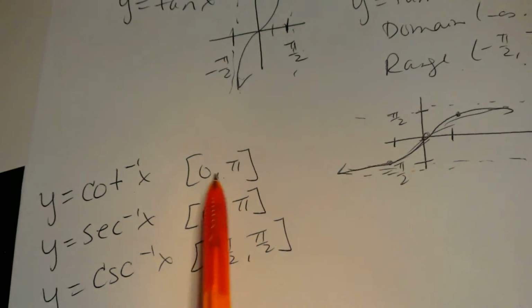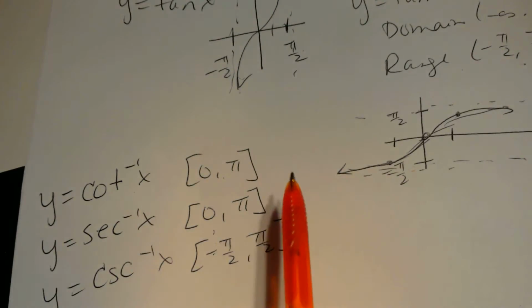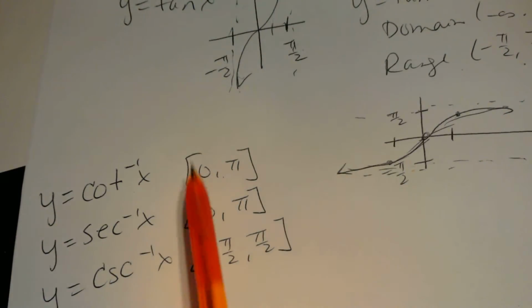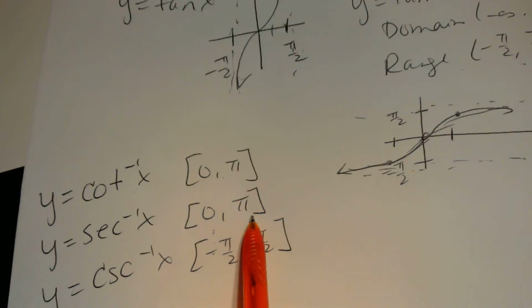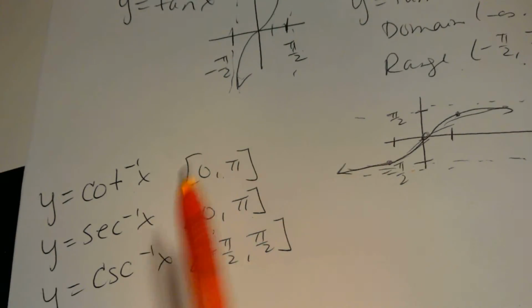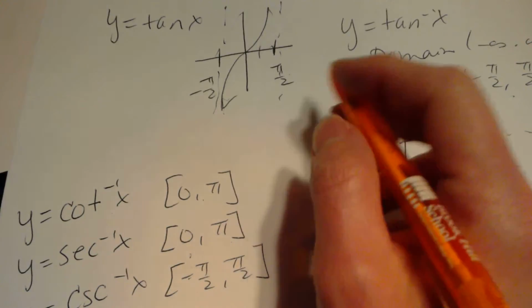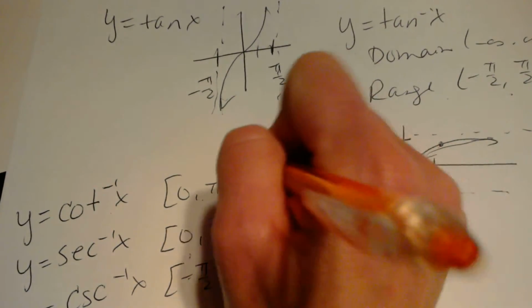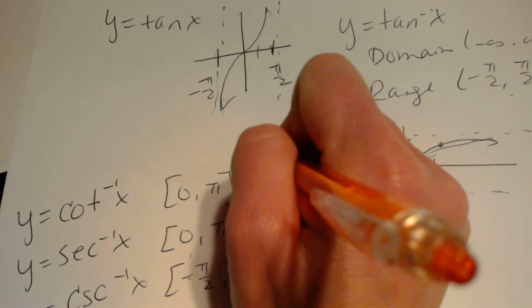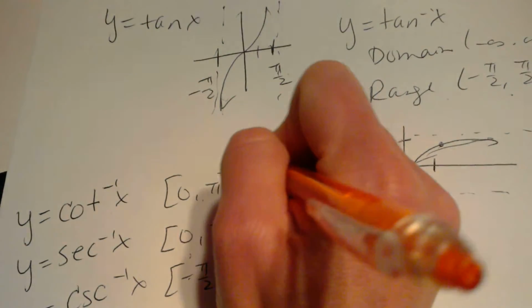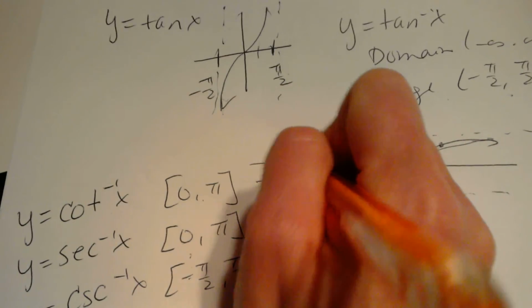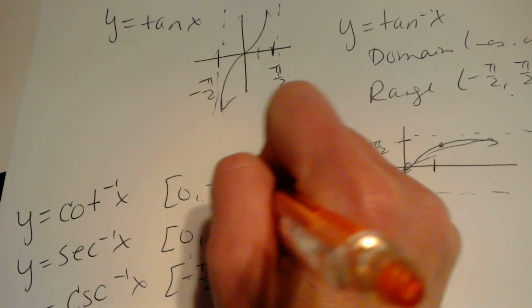So cotangent and secant use from 0 to pi, and then cosecant goes from negative pi over 2. For cotangent, what the graph is going to look like, just a quick, simple graph, from pi to 0. Remember, we flip it, so it's going to look something like this, because you've got an asymptote here and an asymptote here.